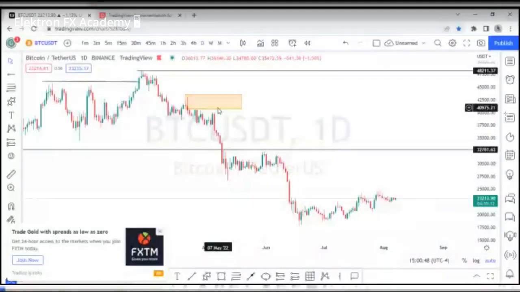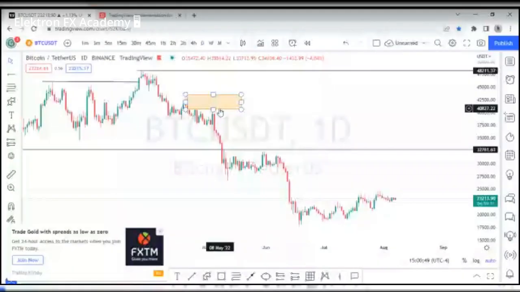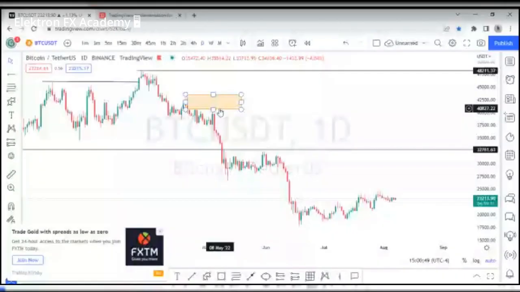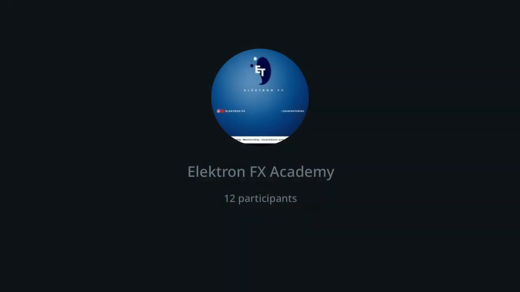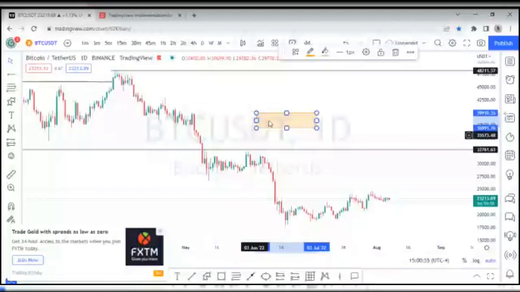imbalances are gaps in the markets. There are gaps, and there is a way they are traded. So imbalances, for instance, you can look at this point here. At this point, what can we find? We can find that price only sold.